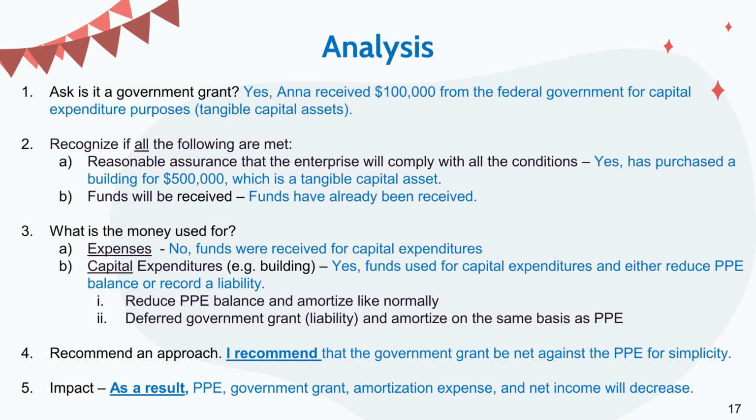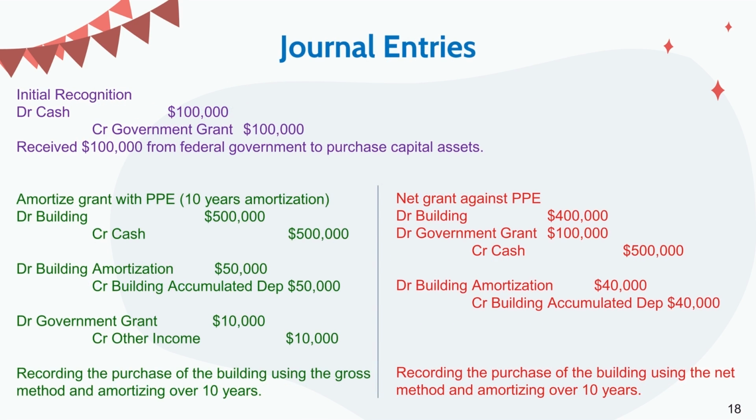In terms of the recommendation, I would put, I recommend that the government grant be netted against the PP&E for simplicity. In terms of the impact, as a result, PP&E, government grant, amortization expense, and net income will all decrease. Again, let's look at the journal entry to make this easier to understand. So in purple, you can see the initial recognition, which is you debit cash for $100,000 and you credit the government grant for $100,000 for receiving the government grant.